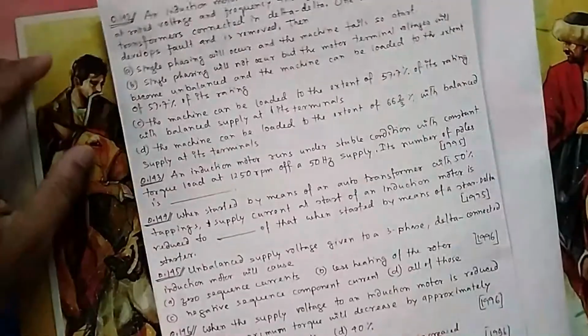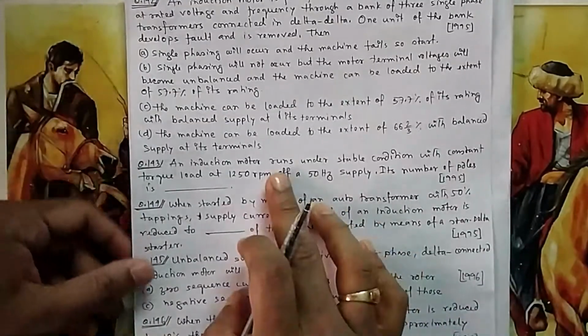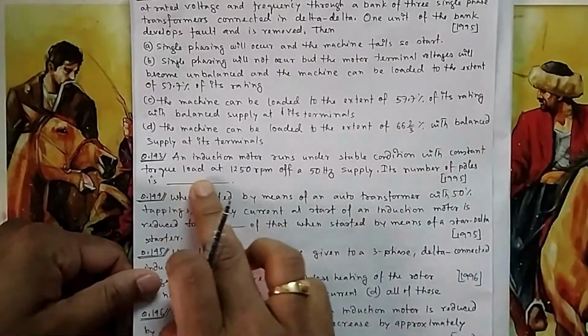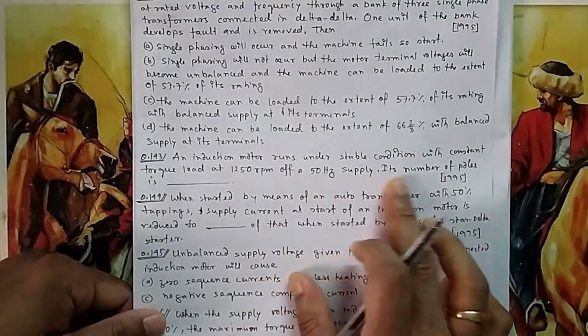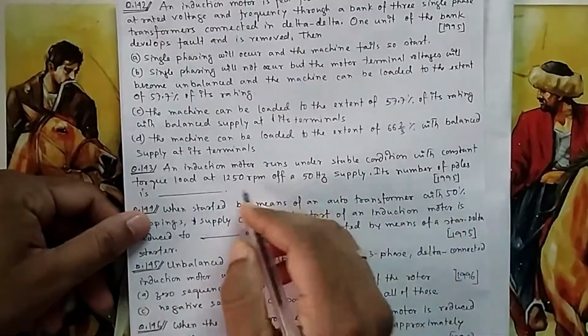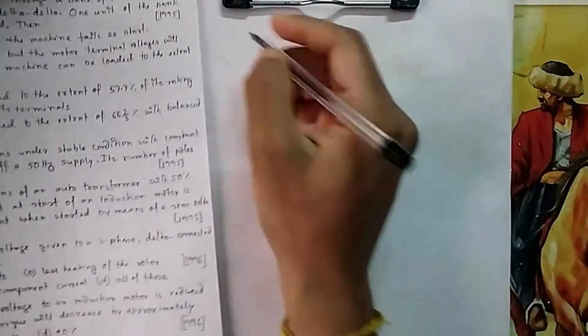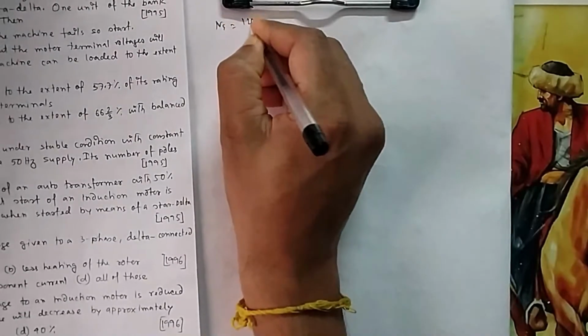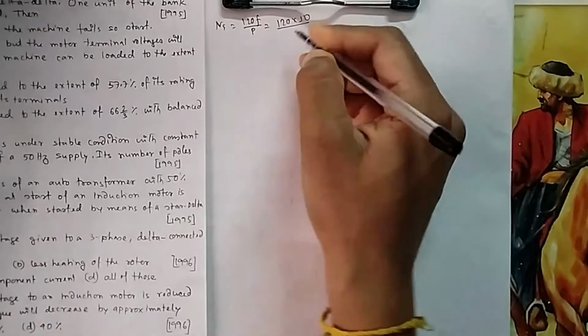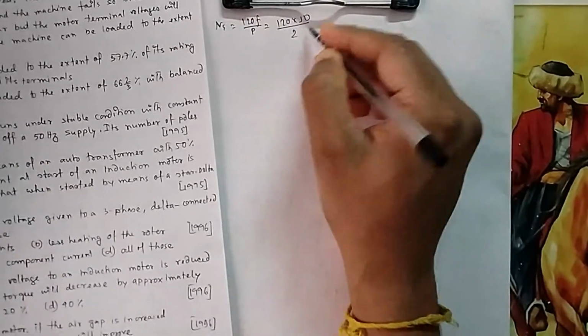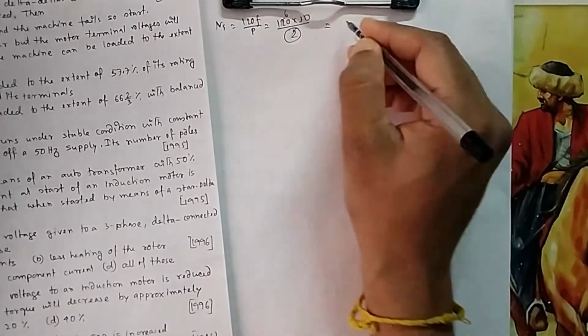If you come to question number 143, what is asked here? An induction motor runs under stable condition with a constant torque load at 1250 RPM on a 50 Hz supply, find the number of poles. You see your RPM, you see your Hertz. If you calculate your NS, it is 120 F by P. So 120 into F, where F is 50. Now you don't know P. You start with P, suppose 2. If P is 2, then this will be 3000 RPM.